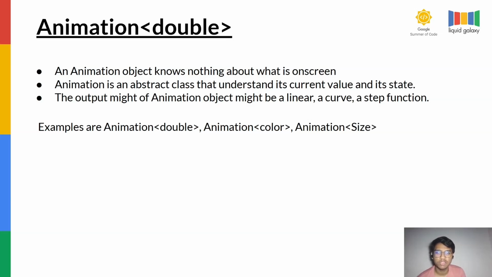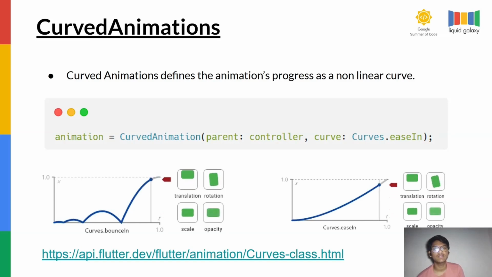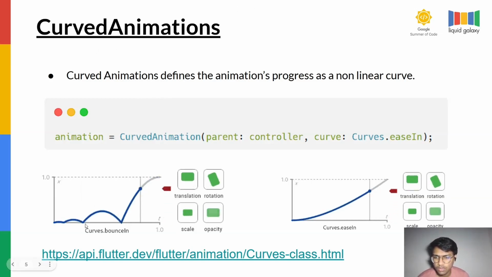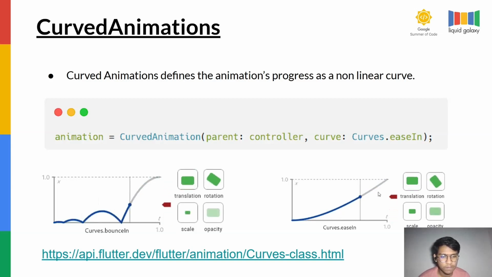The output of the animation object might be linear, a curve, or a step function. Let me show you this in the next slide. There can be curves in animations. A curved animation defines the animation's progress as a non-linear curve. If we want the animation to start slowly and then increase rapidly, we can use curves like bouncing. You can see here that first there is a slow and steady animation, and then it suddenly increases its rate. The second one is curves ease in, which is like a quadratic curve. You can see more curve animations here. This is the syntax: we give it a controller, and then define which type of curve we want to use.